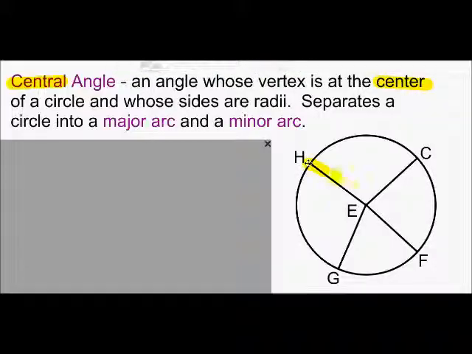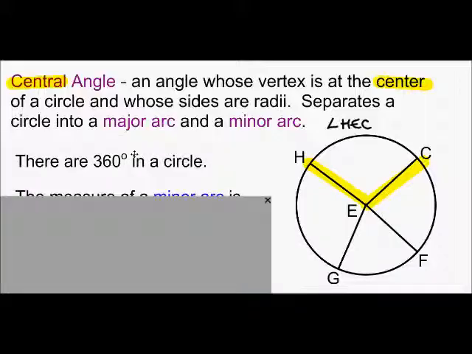So you can see, if I had angle HEC, that the vertex is the center, which is at point E, and the sides HE and EC are both radii. CEF, FEG, GEH are all also central angles. So any angle that you're making here would be a central angle. And a central angle separates the circle into a major arc and a minor arc.